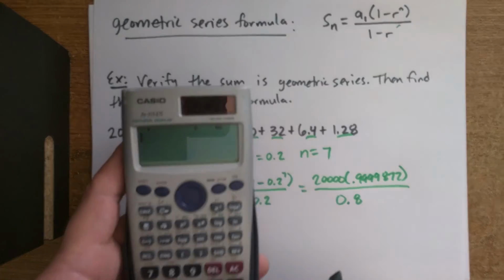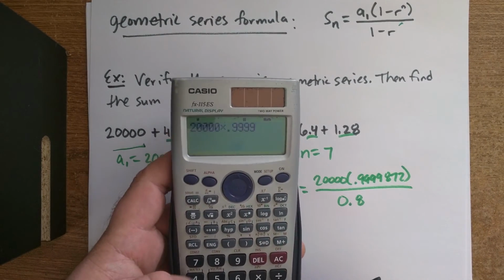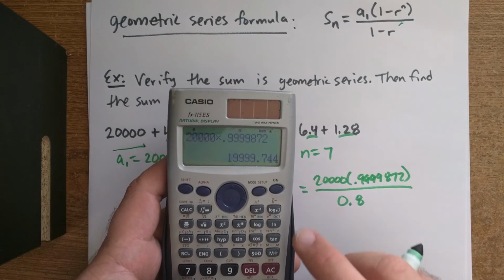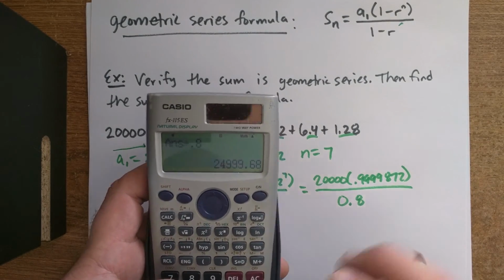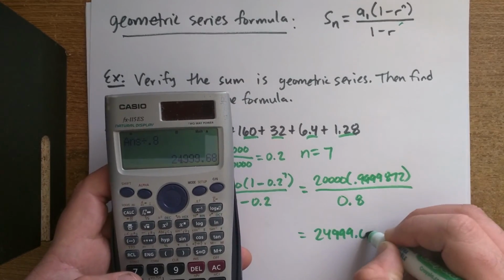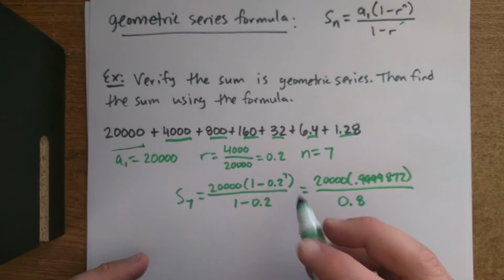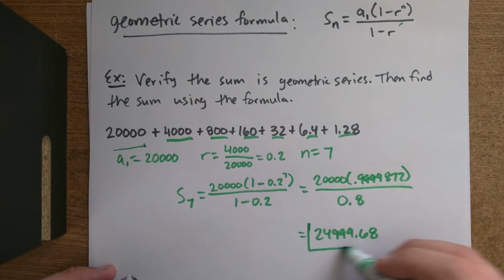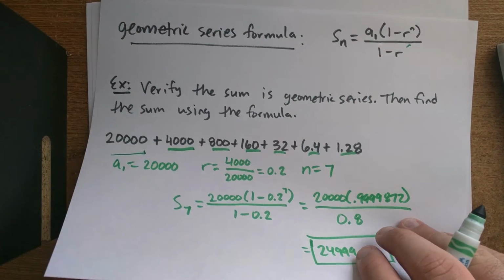So now I'm going to do 20,000 times 0.9999872. I get that divided by 0.8. And that's 24,999.68. Alright, and you can verify that if you wanted to add all those up, you should get this number anyway. I'm not going to do that, but you can verify. Alright, so we're done.